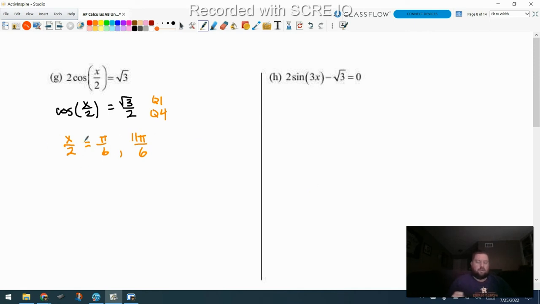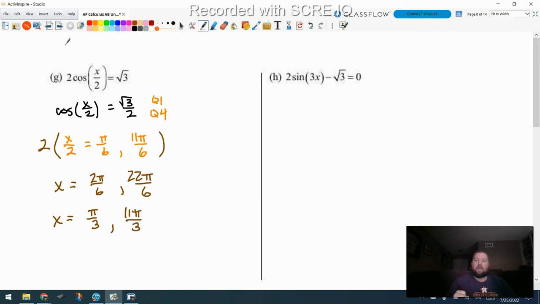All right, but those are not our answers because it's x over 2, it's not x. So to get your answers, you multiply by 2. So you get x, and then you get 2 pi over 6, and you get 22 pi over 6. Okay, so x equals, and 2 pi over 6 reduces to pi over 3, and 22 pi over 6 reduces to 11 pi over 3.